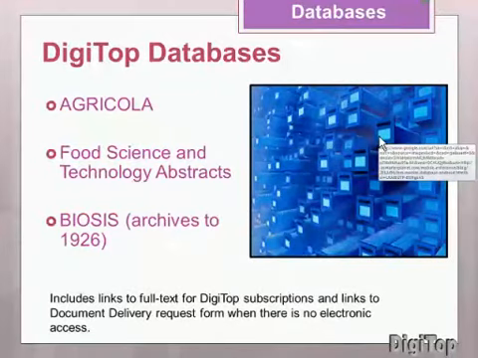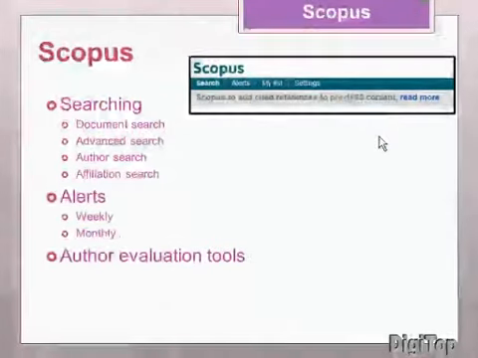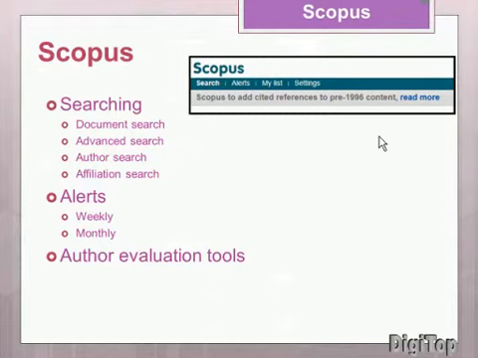DigiTop databases include, but are not limited to, Agricola, Food Science and Technology Abstracts, Biosis, including the archives back to 1926, Tab Abstracts with archives to 1910, PubMed, and Scopus. Scopus is the largest single database that we hold a subscription to, at least for now.